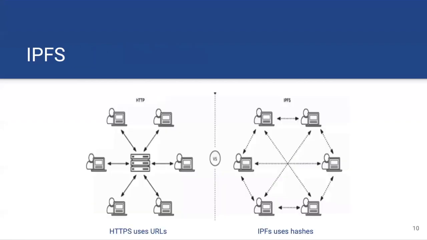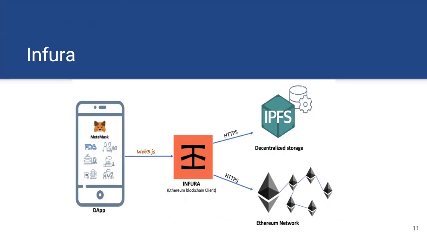Contrary to HTTPS, IPFS is a peer-to-peer file-sharing platform and content addressing protocol, and a decentralized storage system that we will use to store images and files on our solution. Finally, Infura is used to connect to the Ethereum network. It is an API suite that provides Ethereum APIs to send and receive transactions to and from the smart contract, and IPFS APIs, which give us access to upload and download files from and to the DApp.